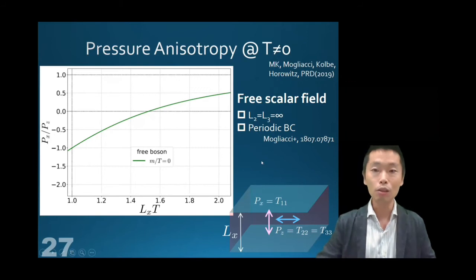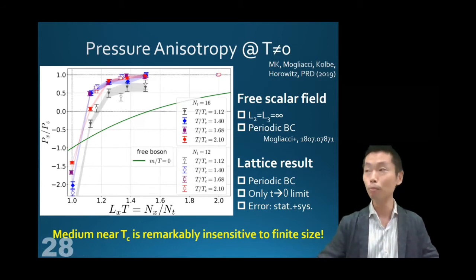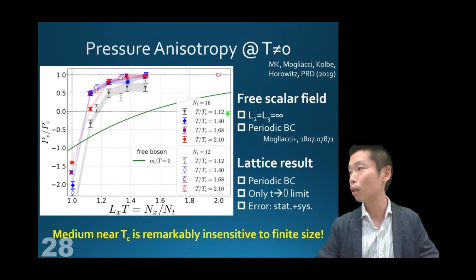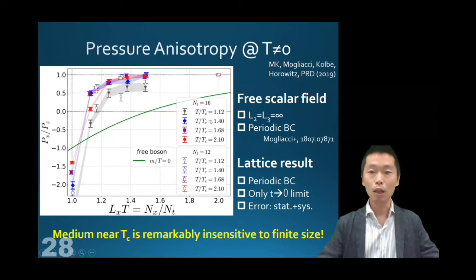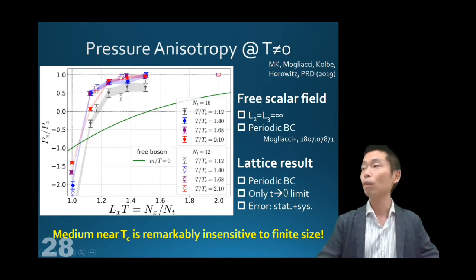Okay, then let's see what happens in the Yang-Mills theory. The numerical result is shown here. I show the result for temperature slightly above Tc, 1.12 Tc to 2.1 Tc. Unfortunately, the continuum extrapolation is not taken, but the results with different lattice spacings almost degenerate, which suggests that the lattice spacing effect is well suppressed on these lattices. So anyway, from this figure, you see that this ratio is consistent with 1 here.